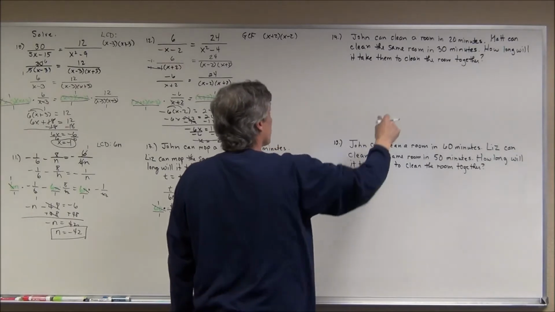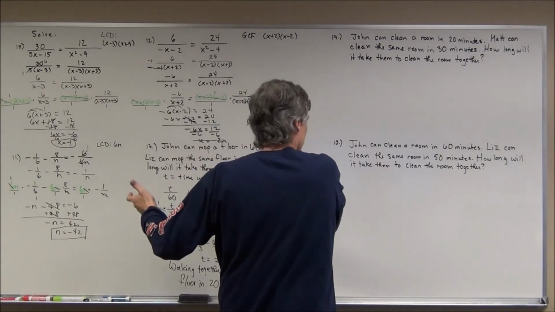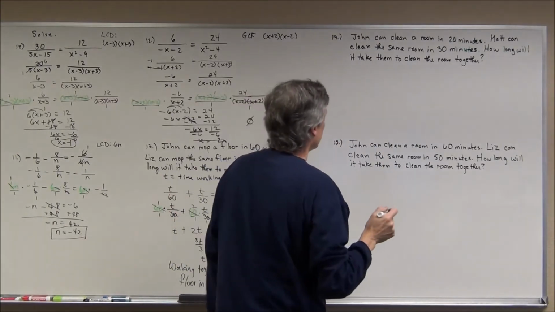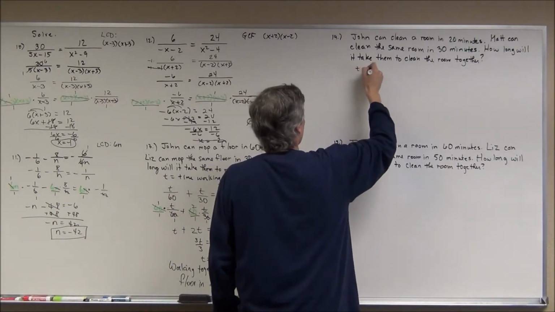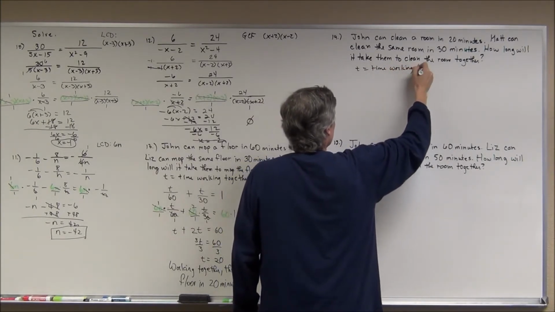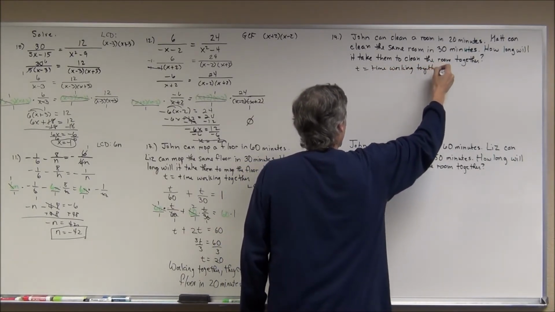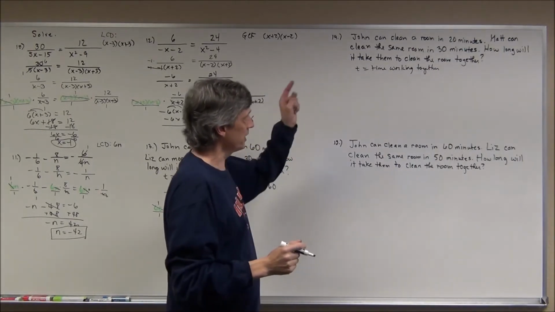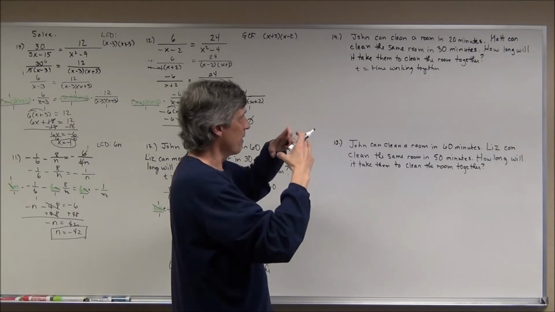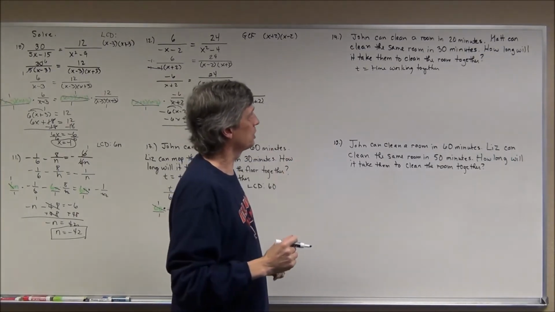Matt can clean the same room in 30 minutes. Very similar problem. Instead of mopping the floor, they're cleaning the room. How long will it take them to clean the room together? Let T be the time working together. Remember, you want to figure out the fraction of the job John does and the fraction of the job that Matt does. Because if you add those, you have to get one job done.